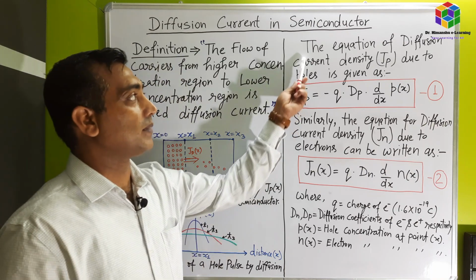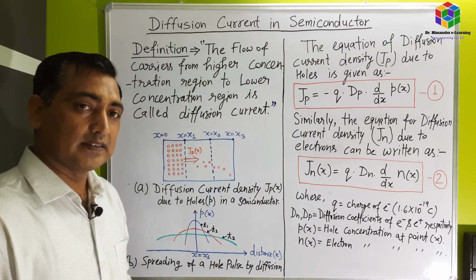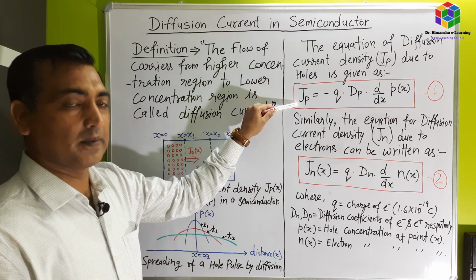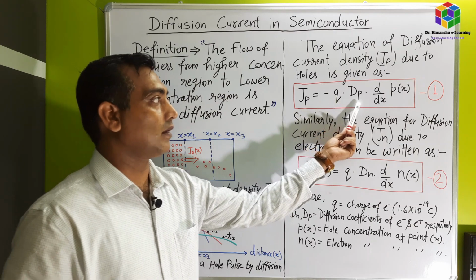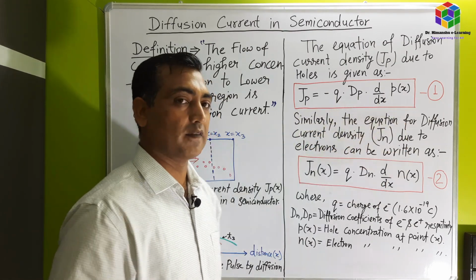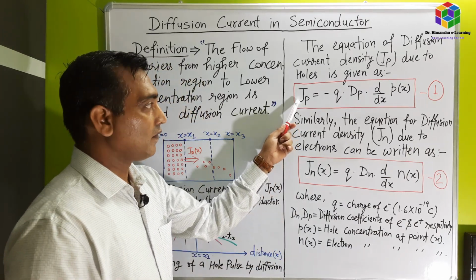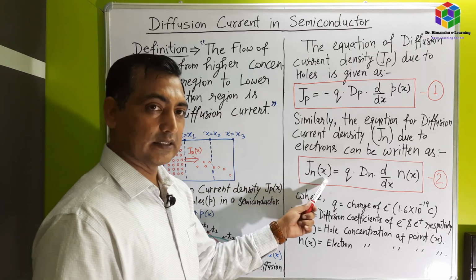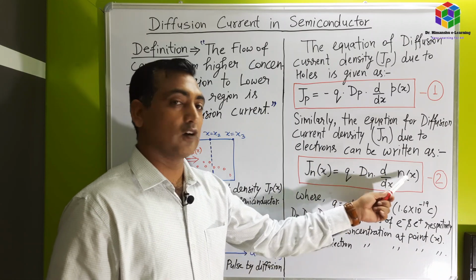Now coming on to some mathematical part, the equation for diffusion current density, denoted by Jp, due to holes, is given by Jp is equal to minus q into Dp into d by dx of p(x), which is equation number 1. Similarly, as we have written this equation for holes, we can write the same equation for electrons also. So Jnx is equal to q into Dn into d by dx of n(x).